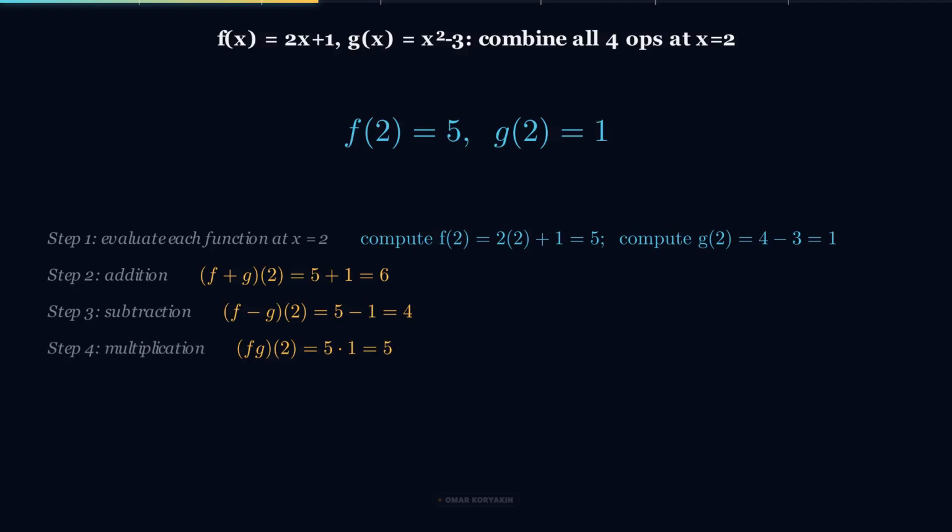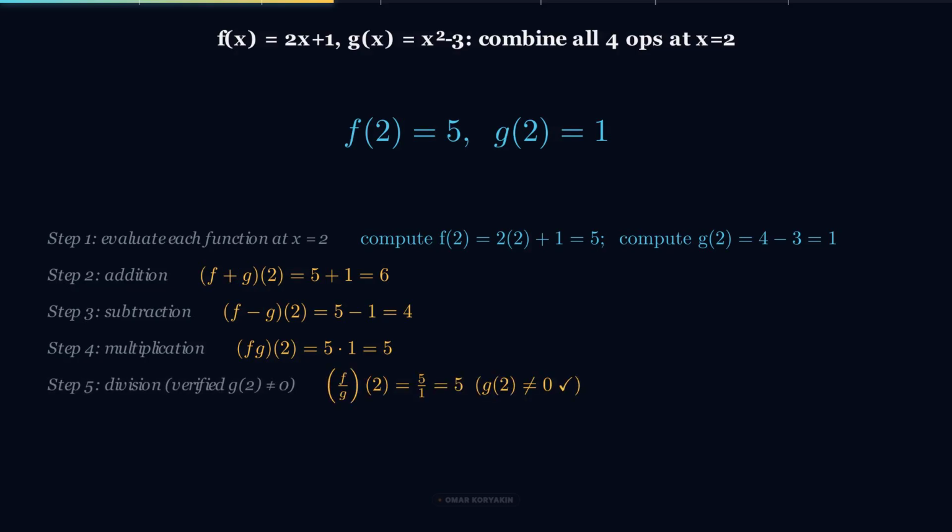Step 5. Compute f divided by g of 2. Apply division: 5 over 1 equals 5. So f divided by g of 2 equals 5. We need to verify that g of 2 is non-zero, which it is, at value 1. So the division is well defined at this input.